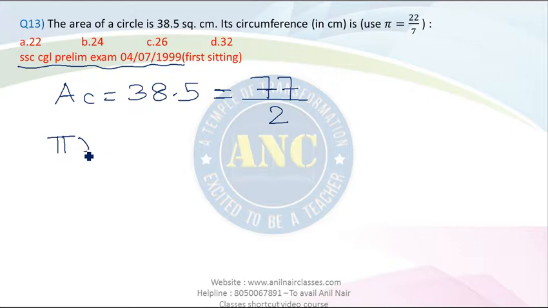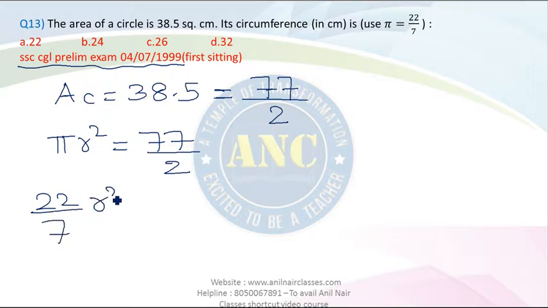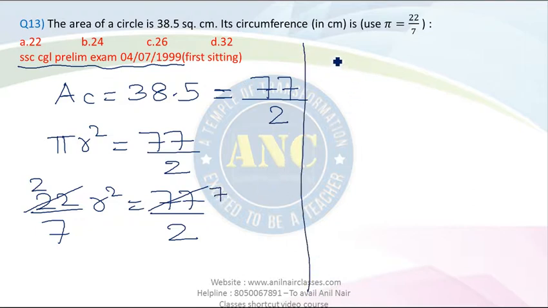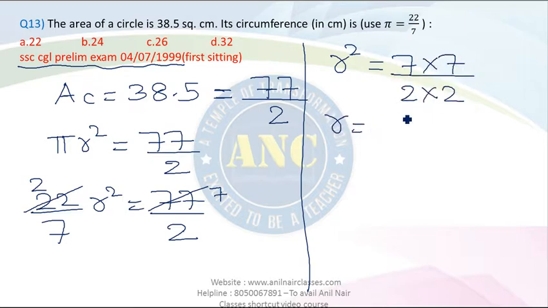Area of circle is in general pi r square. Pi r square is 77 by 2, but pi value is 22 by 7. So r square is equal to 77 by 2 divided by 22 by 7. 11 into 2 is 22, 11 into 7 is 77. So r square happens to be 7 into 7 divided by 2 into 2. So r value is square root of that, which is 7 by 2.